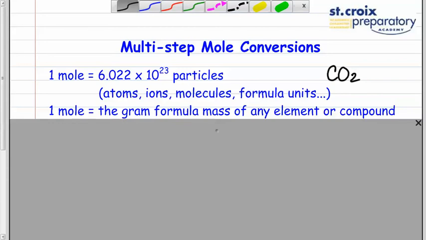So if you look at the periodic table, you'll find out that each carbon has 12.01 grams per mole. You're going to add that to your oxygens, and you have 2 of them, and each oxygen is 16.00 grams per mole. So your molar mass or gram formula mass of carbon dioxide is going to be 44.01 grams per mole.